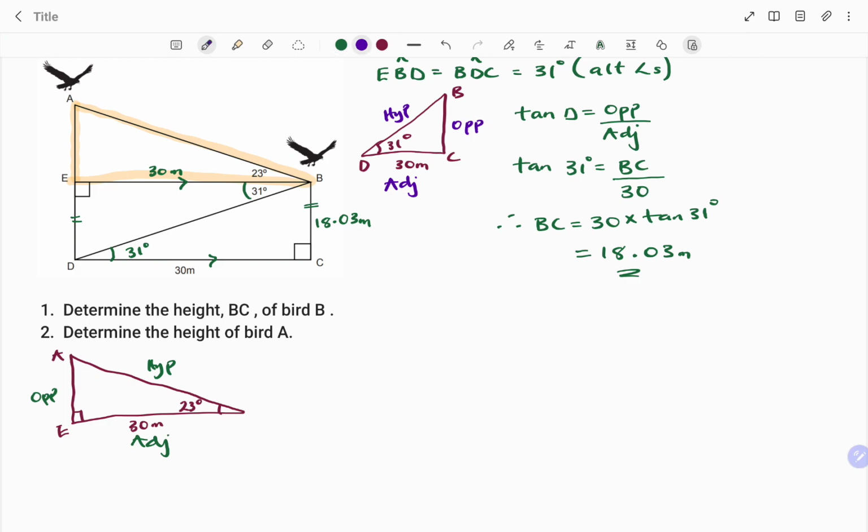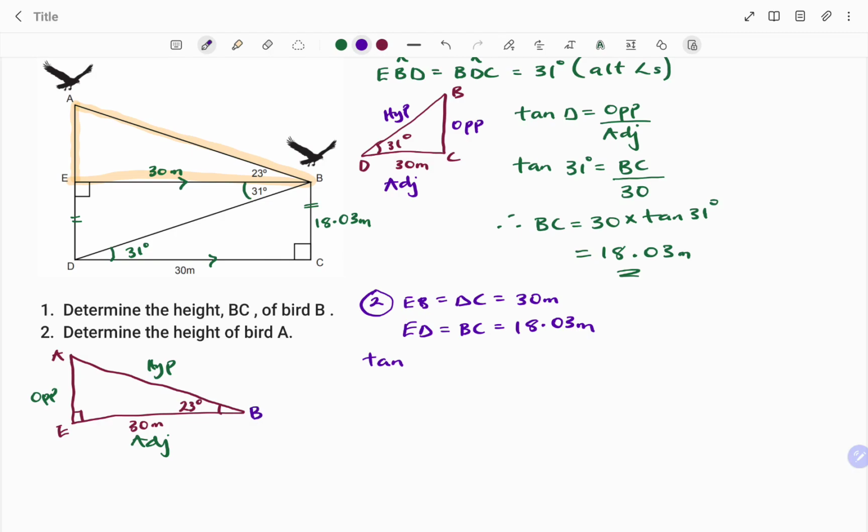So therefore, to find the distance AE, I'm going to state my work. I have AB equals DC, which is equal to 30 meters. And also, I have ED equals BC, which is equal to 18.03 meters. So therefore, to find AE, I have tan, that's the trig ratio I'm using.